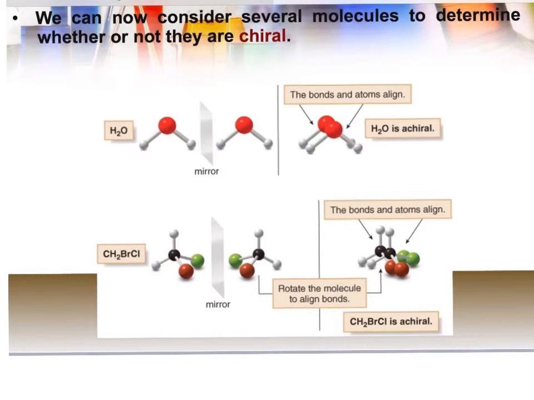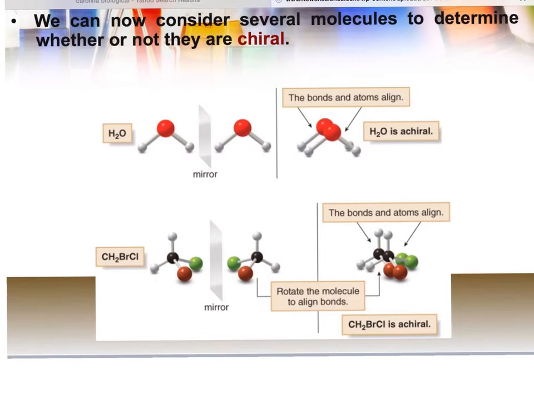On this slide, we want to consider several molecules to determine whether or not they are chiral or whether they are achiral. Here we have the water molecule, H2O. We have the mirror image. Now when we line these up, you're going to notice that the bonds align. And because they do align and they are mirror images, water is achiral.